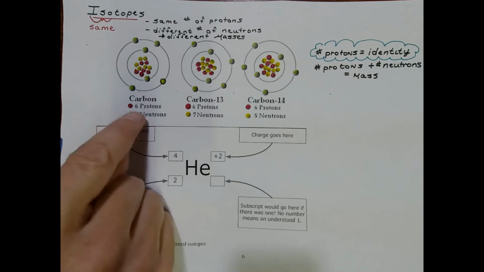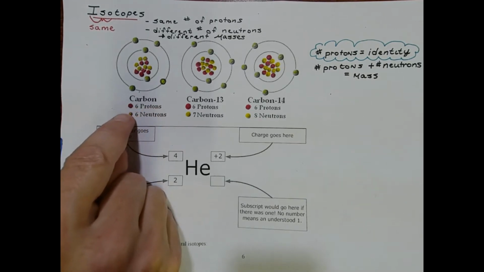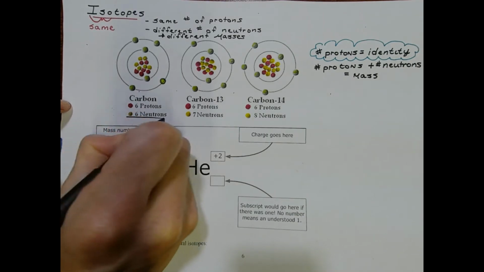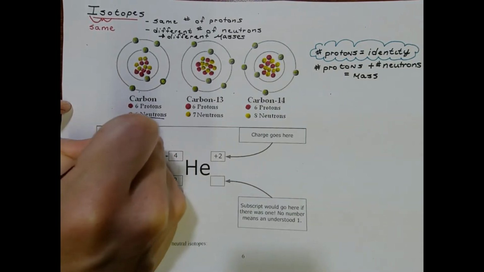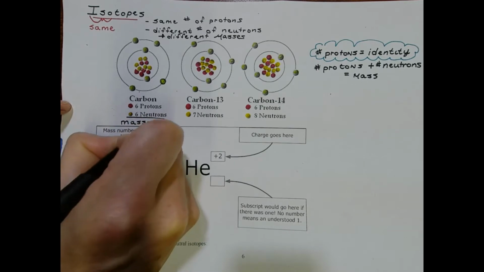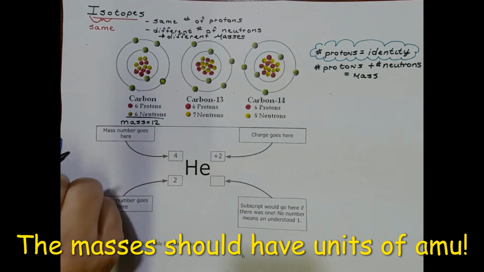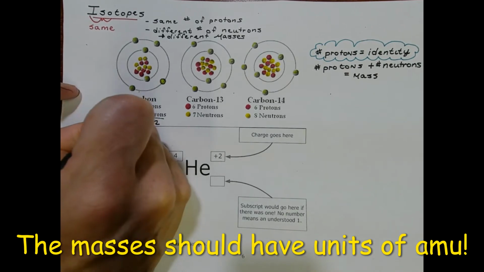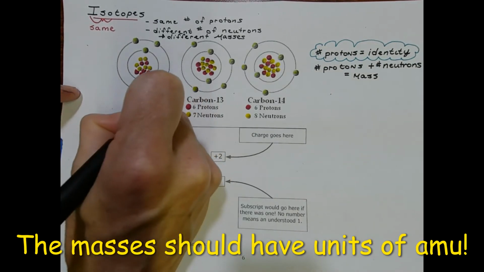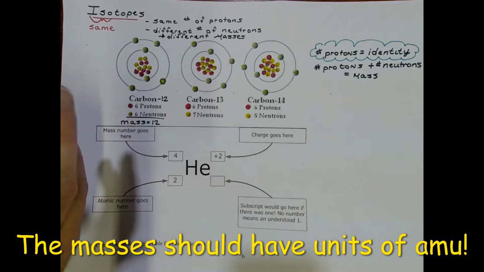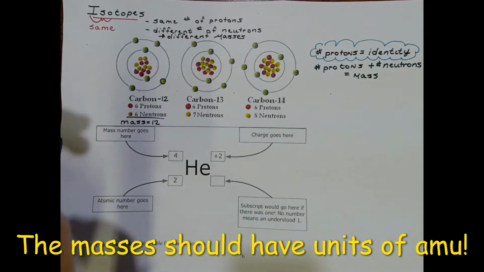Since this has 6 protons and 6 neutrons, we know that its mass equals 12. And one way that we can designate that, probably the easiest way if you're typing something, is to write carbon-12. That tells the person reading what you wrote that you're thinking about the carbon-12 isotope specifically.